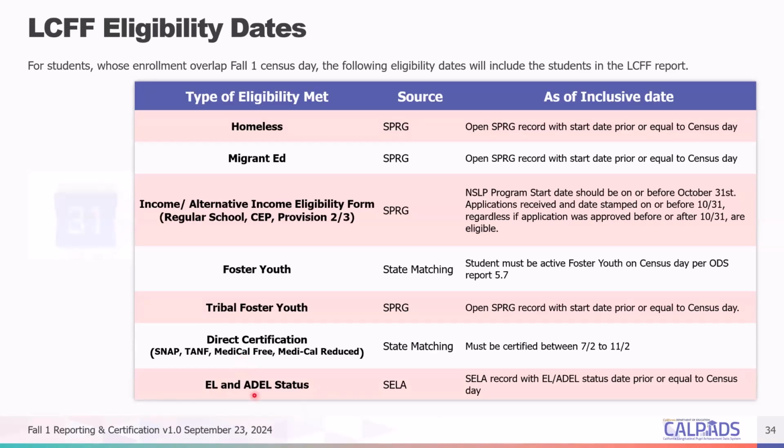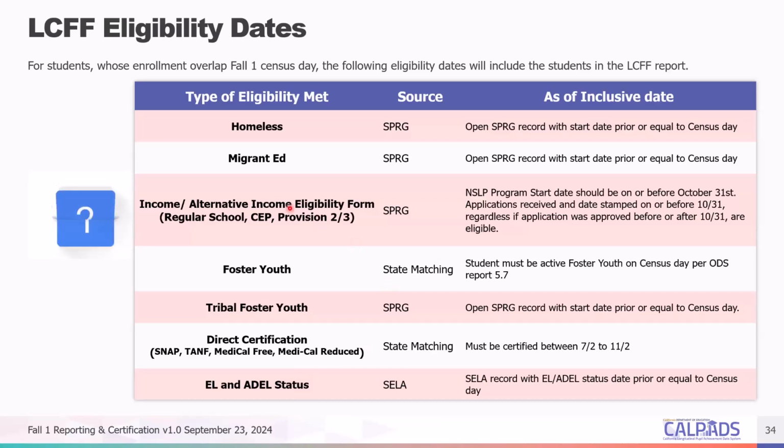That way, when ELPAC sends the data back based on their completion date, then they would potentially qualify as EL. It's already 10-3 today. So if you still have students who are TBD and who are testing, unfortunately, they won't be counted on the LCFF, because obviously the completion date would be after 10-2.